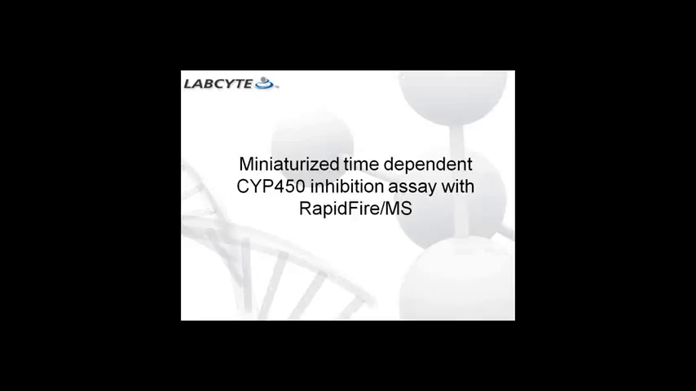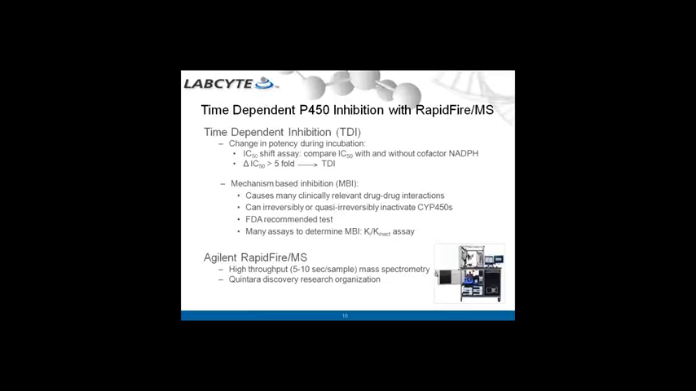Next, I will talk about time-dependent CYP inhibition assay using mass spec as our detection method. Again, for this test, we use CYP3A4 and CYP1A2 as a proof of concept to study enzyme activity. So time-dependent inhibition refers to change in potency during in vitro incubation or in vivo dosing.